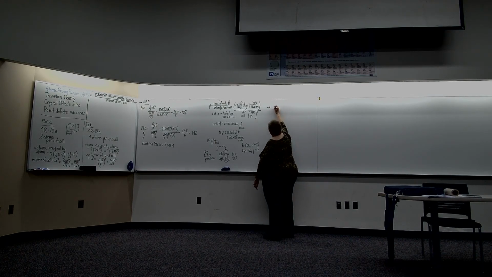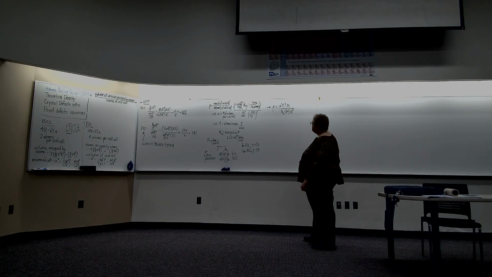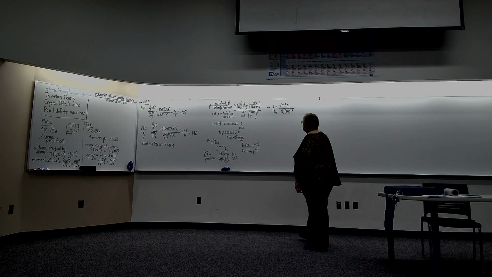density is going to be equal to x times y cubed times m over Avogadro's number times 64 times r cubed. And density is usually grams per cubic centimeter, so I'll have grams in the numerator.